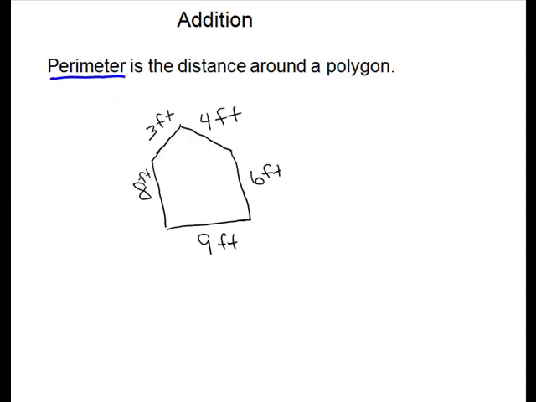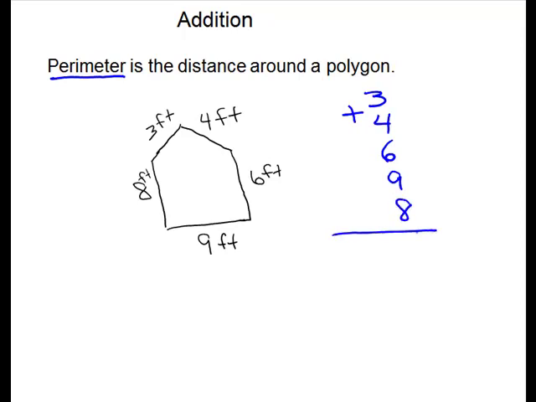Next, we'll look at a little application problem for addition, and this one is from geometry. The perimeter of a polygon is the distance around it. And to find it, you add up all the outside edges. So we're going to add these sides. We have 3 plus 4 plus 6 plus 9 plus 8.